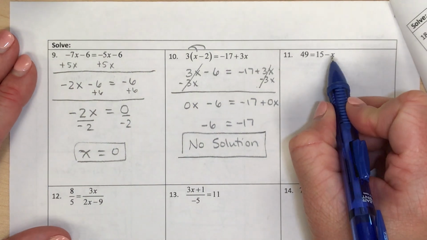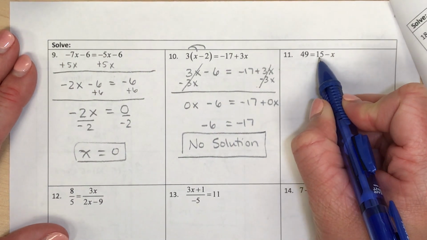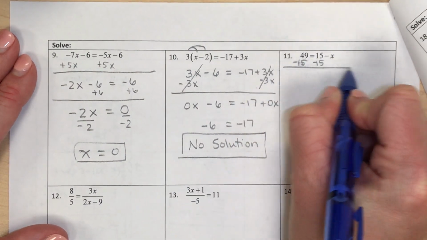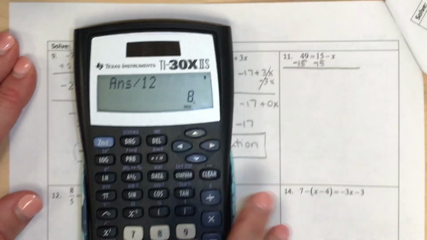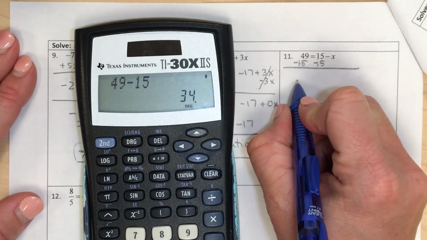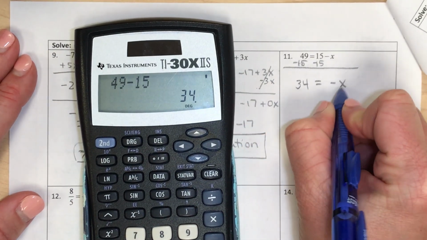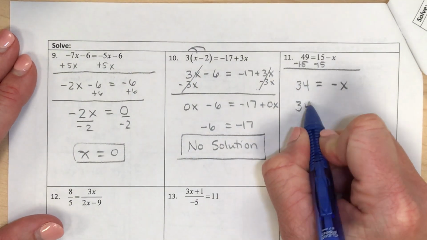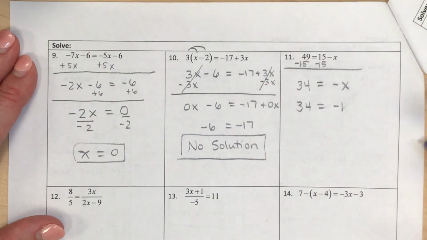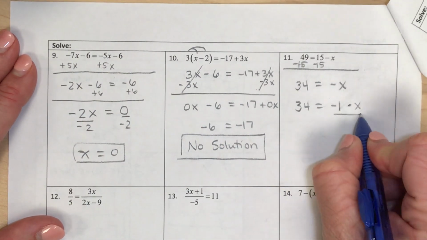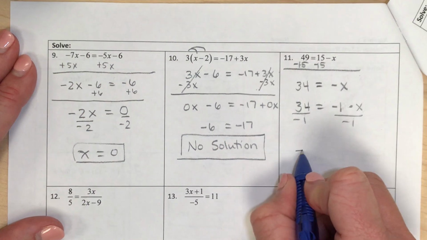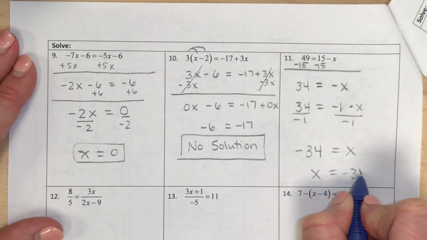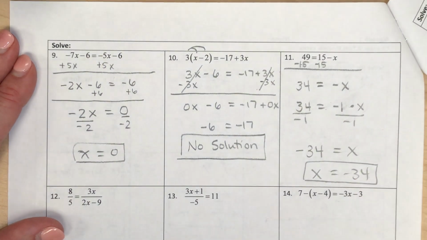For 11, since I only have an x on the right side, I'm going to move my numbers away from that x. So I'm going to subtract 15 to the other side. So I'm going to take 49 and subtract 15, and I get 34 is equal to negative x. Well, when you solve, you don't want a negative, you want a positive. So think of this as 34 is equal to negative 1 times x. So divide both sides by negative 1, and you'll have negative 34 is equal to your x.